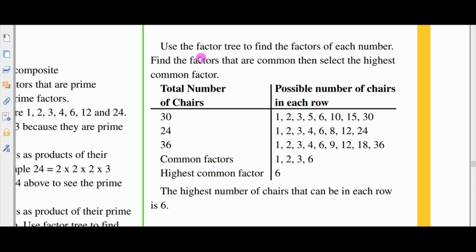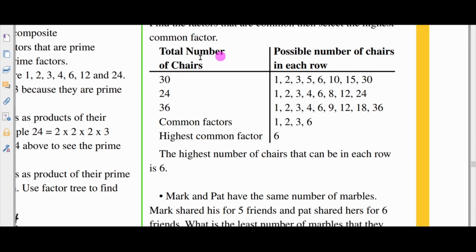So let's look at it. It says use the factor tree to find the factor of each number, and then find the factors that are common, then select the highest common factor. That's what we did. Let's look at it now, neatly arranged. It says the total number of chairs. We have 30, 24, and 36, and this would be the possible number of chairs in each row, or the factors 1, 2, 3, 5, 6, 10, 15 and 30. This is the total possible arrangement.